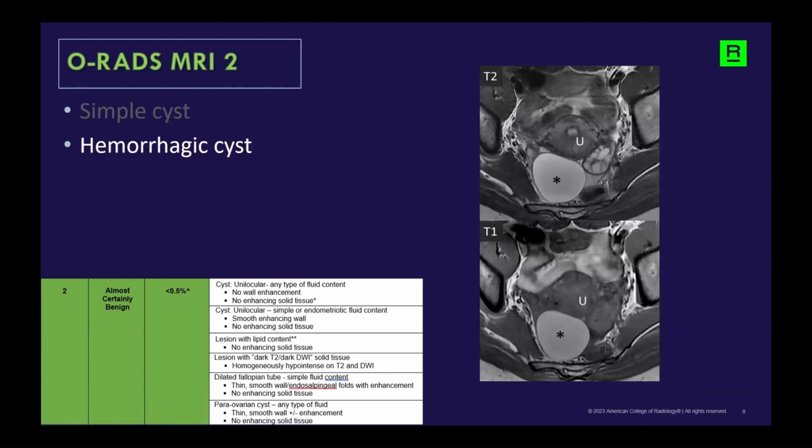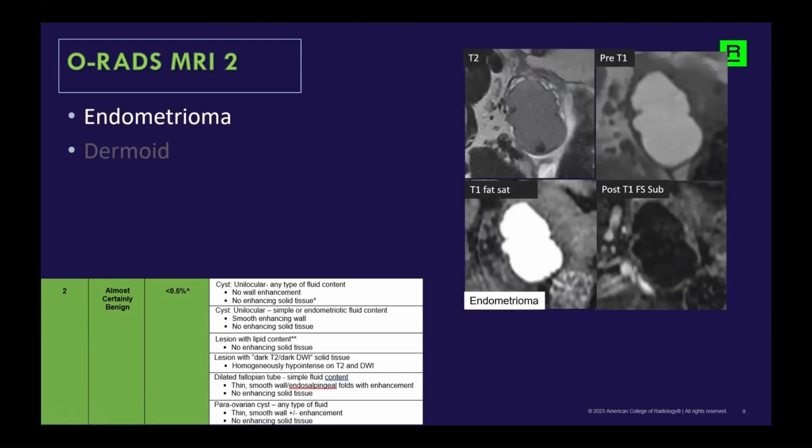Hemorrhagic cysts without wall enhancement are also O-RADS MRI 2. Hemorrhagic fluid can have variable signal intensity based on the age of the hemorrhage. This is an example here on the right demonstrating late subacute hemorrhage with both T1 and T2 hyperintense fluid. Endometriomas are also benign. Classic endometriotic fluid is T1 hyperintense and demonstrates either hypointense or intermediate T2 signal called shading. Similar to simple cysts, endometriomas can also have a smooth, thin enhancing wall and still be considered O-RADS MRI 2. T2 dark nodules or linear foci in the wall are also a specific ancillary finding often seen in endometriomas.